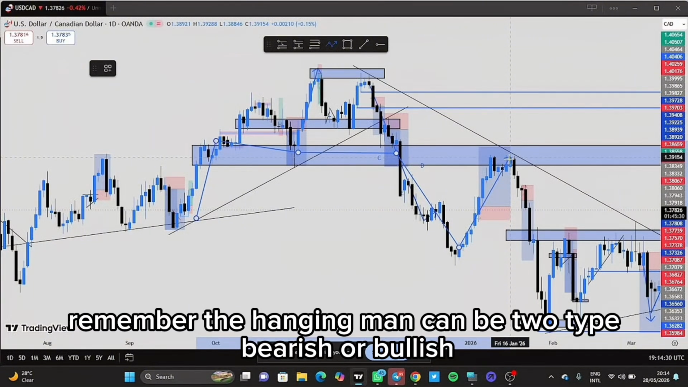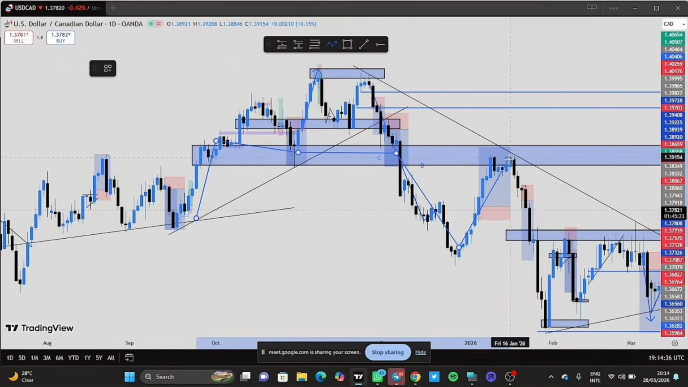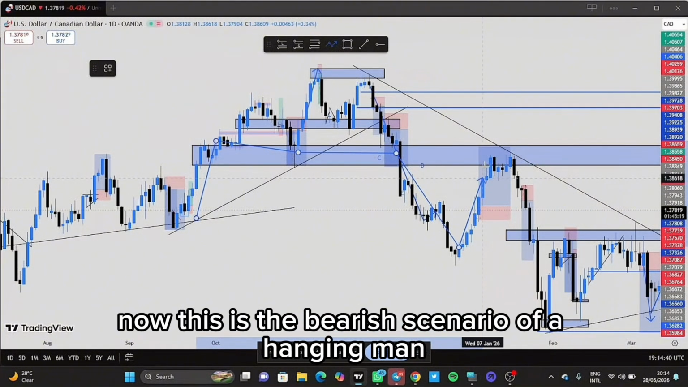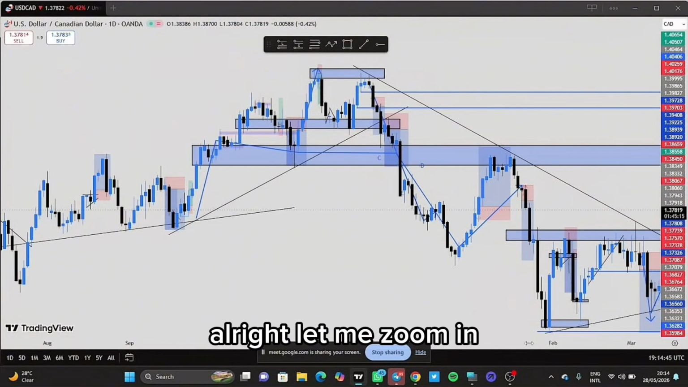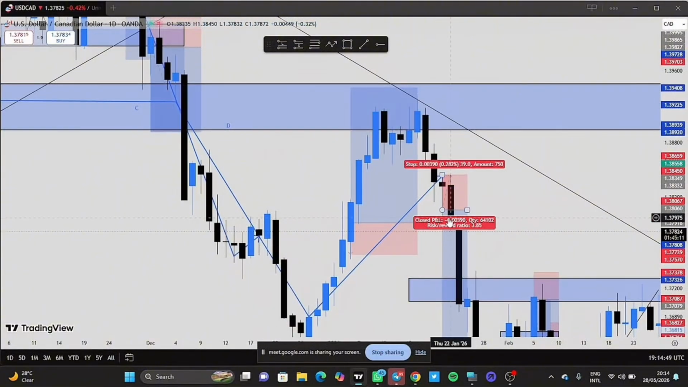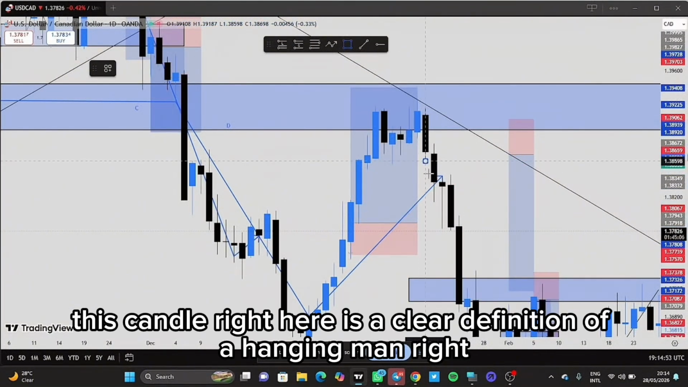formation. Remember, the hanging man can be two types, bearish or bullish. We just looked at the bullish scenario. Let's look at the bearish scenario. Now, this is the bearish scenario of a hanging man, which is this candle right here. Let me zoom in. This candle right here is a clear definition of a hanging man.